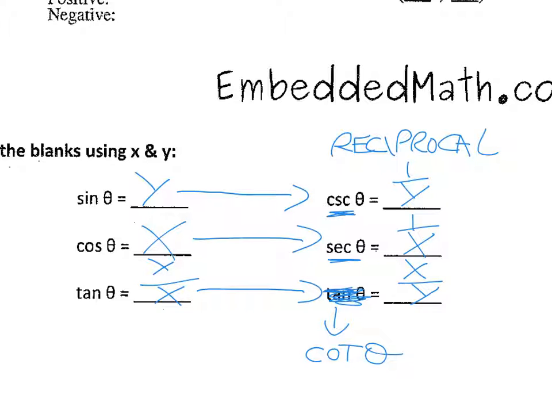So all these 6 trig functions are in terms of x and y. And to get those values, you really just have to know how to get the ordered pairs, and then you use these definitions.